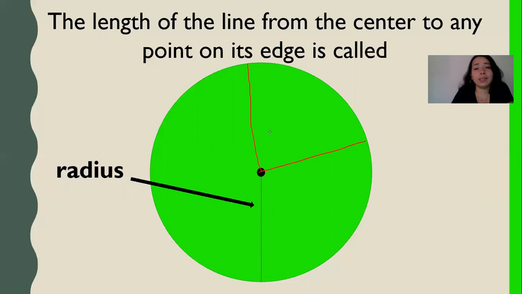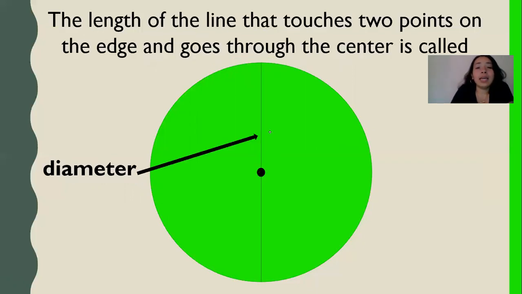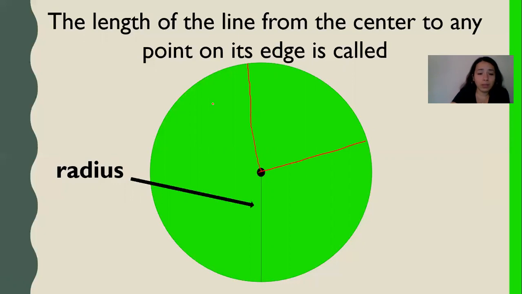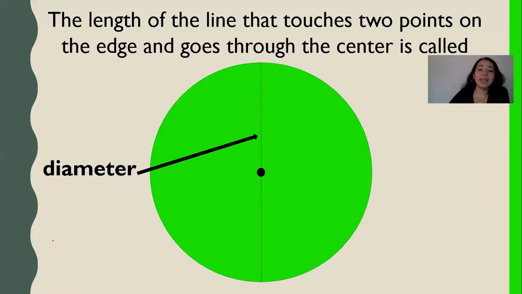That is your radius. Now the length of the line that touches 2 points on the edge and goes through the center is called the diameter. So the diameter breaks up the circle in half. So notice that this line goes all the way through and it touches the center. So the radius is only half of that. Let me go ahead and erase my drawings. But my diameter is this whole line that goes through the center. So that is called a diameter.